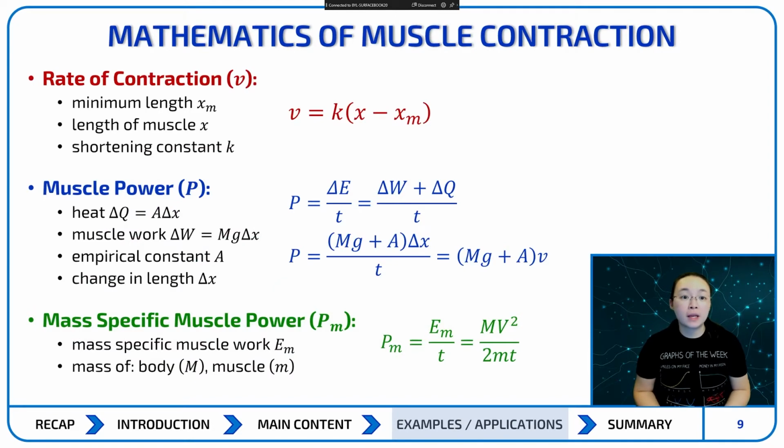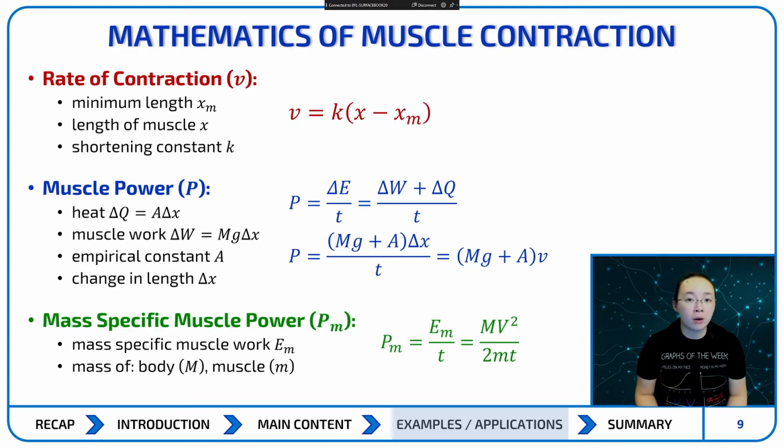In terms of the mathematics of muscle contraction, we were presented with quite a few equations in the previous lecture. These are the ones that I think are the most important. There's the rate of contraction, V. If you assume minimum length to be xm of your muscle and assume that the length of your muscle is x with a shortening constant of k, then you can see that the rate of contraction of your muscle is k times the difference in the length of your muscle. So it would essentially be k delta x.